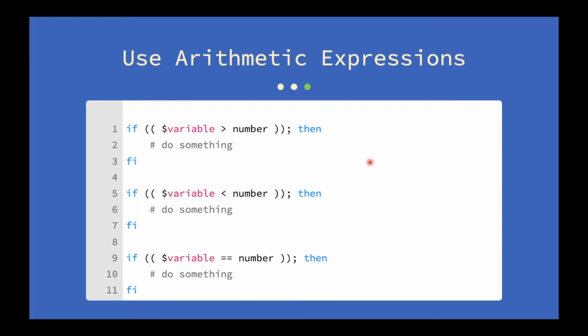The third way to make test commands is using arithmetic expressions. We use this form to do number comparisons. It's like conditional expressions but using 2 parentheses instead. You can use a conditional expression to compare numbers, though using this form would be much easier. Let's jump into an example to see how this works.